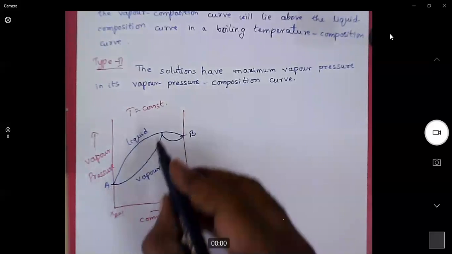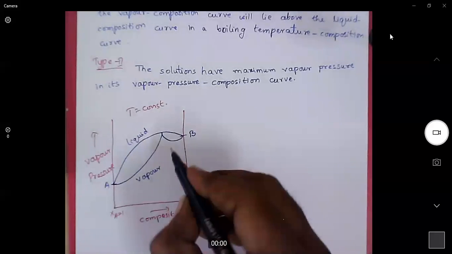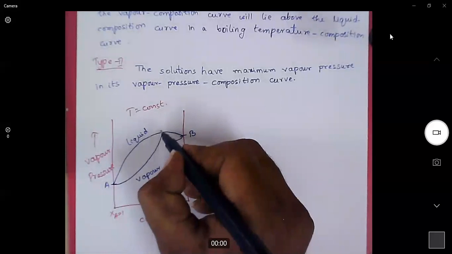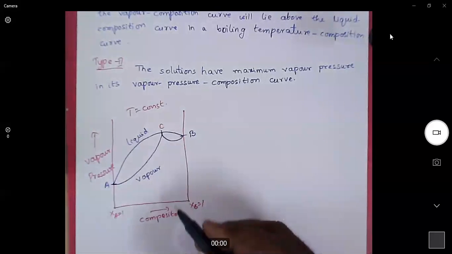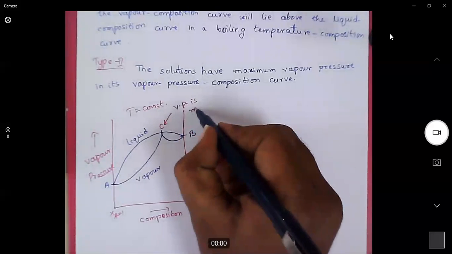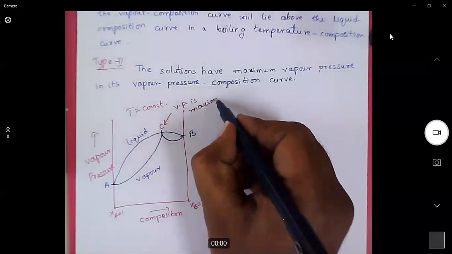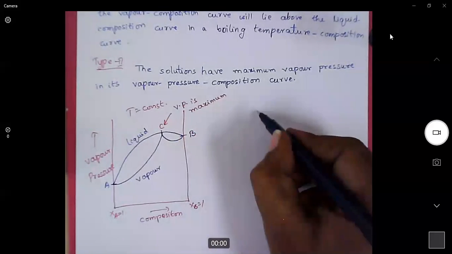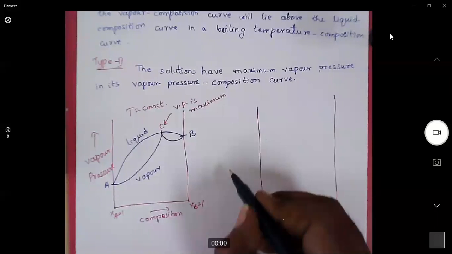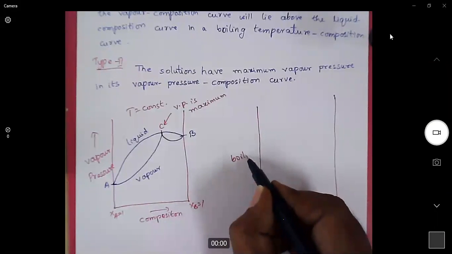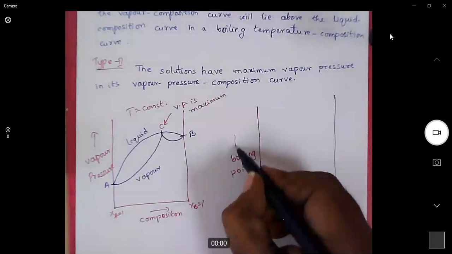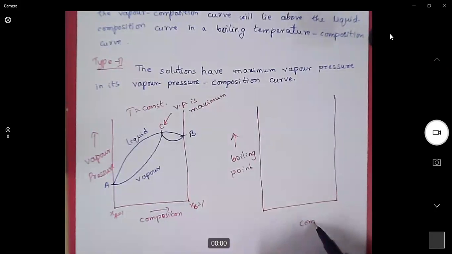Because these two liquids have a maximum in the vapor pressure at point C, this is the point C. Here vapor pressure is maximum. Now, how does the boiling point composition curve look? It is exactly opposite to the vapor pressure composition curve, right?